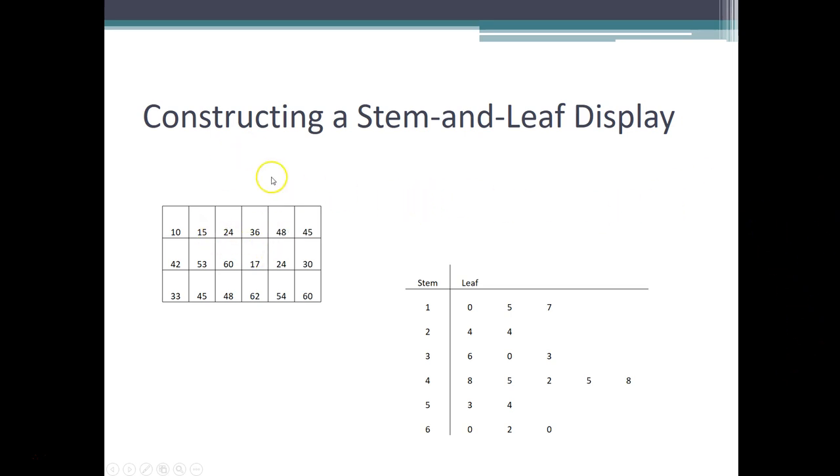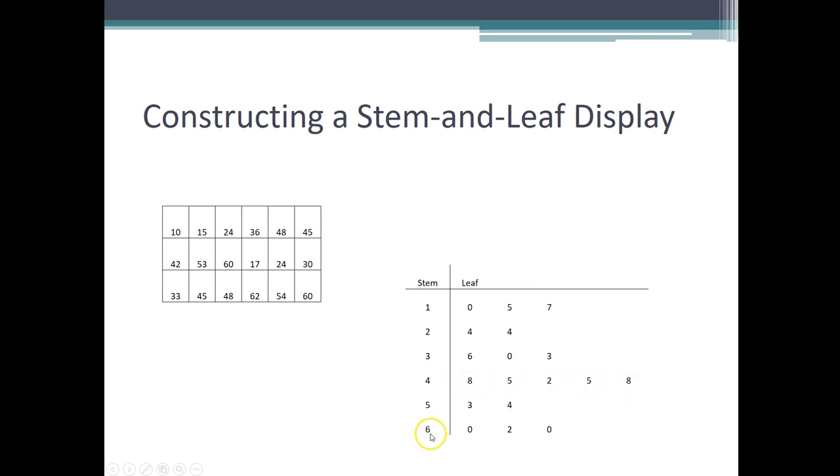Okay, for example, here's your chart of data, and here's a stem and leaf display. When it comes to the number 10, the 1 is a stem of 1, the 0 is a leaf of 0. 15, you've already got a stem of 1 here. You don't repeat stems. Once they're there, they're there. And then the leaf is 5. 24, you have a stem of 2, leaf of 4. 36, you have a stem of 3, leaf of 6. 48, stem of 4, leaf of 8. 45, stem of 4, leaf of 5. So yeah, don't repeat stems, just add more leaves along to this.